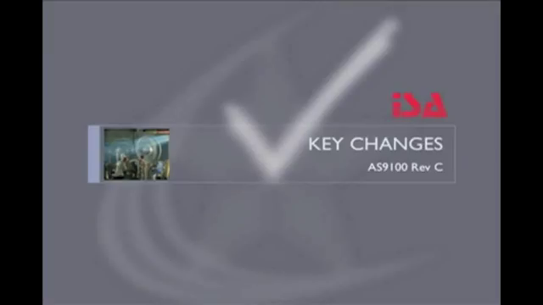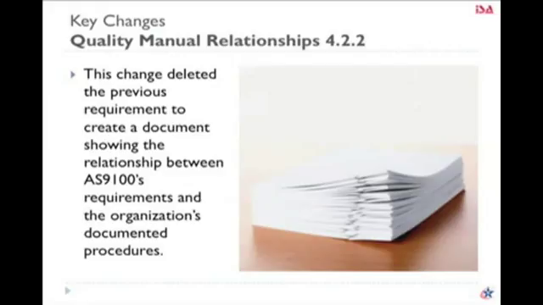The following section will provide a brief overview on some of the key changes in Revision C of AS9100. This change deleted the previous requirement to create a document showing the relationship between AS9100's requirements and the organization's documented procedures. The stakeholder input was that this requirement had no effect on product quality and was viewed as prescriptive.